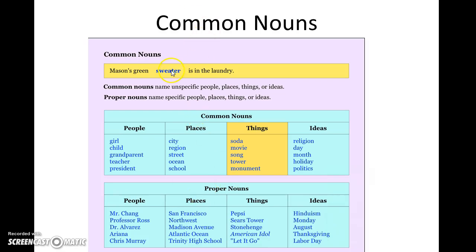Next, you have common nouns. So take a look at the sentence. Mason's green sweater is in the laundry. Common nouns name unspecific people, places, things, or ideas. And again, proper nouns name specific nouns. All right, so if we're looking at these categories in a little bigger view here, we've got Mason's green sweater. Sweater is a thing. It's vague, right? So it's going to go in common nouns under things.